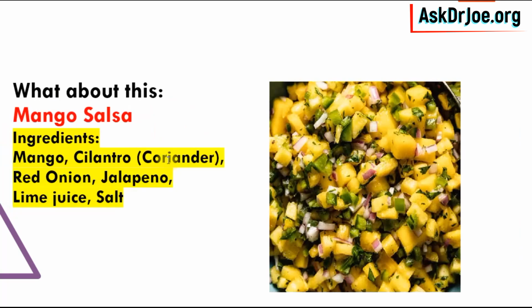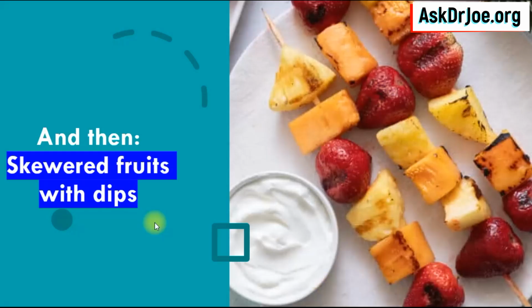Okay, the fish represents the protein. How about a mango salsa? What ingredients do you need to make this mango salsa on the right? You just need a mango, you need cilantro, which is also called coriander, red onions, jalapeno, lime juice, salt, mix together, allow to stand for about an hour, and voila, you've got your mango salsa. How about that? Okay, nice one there.